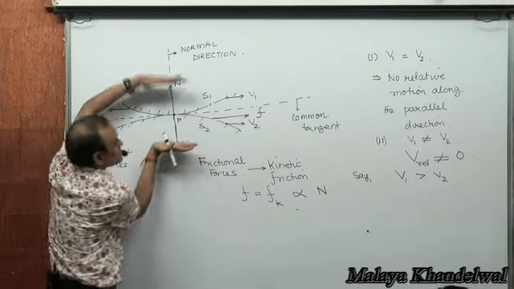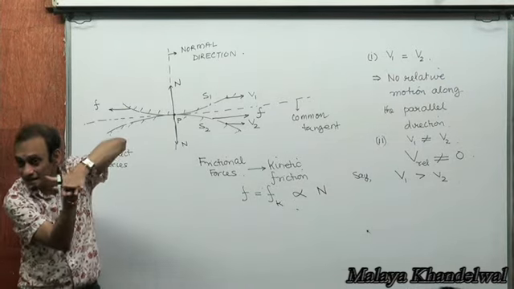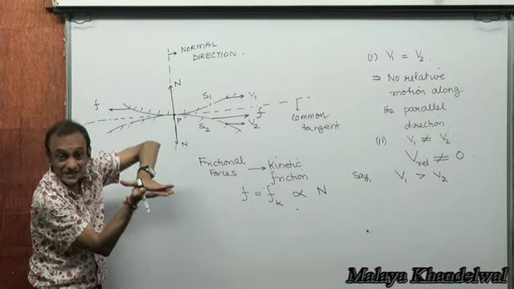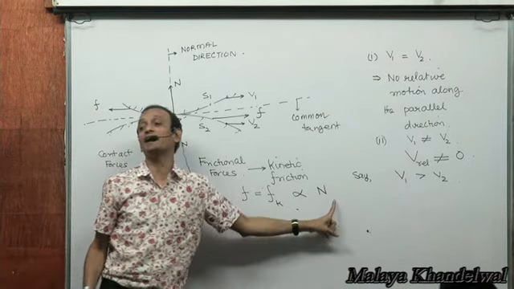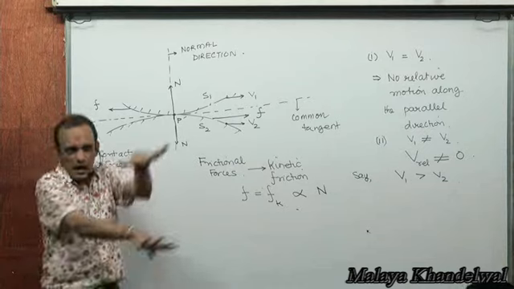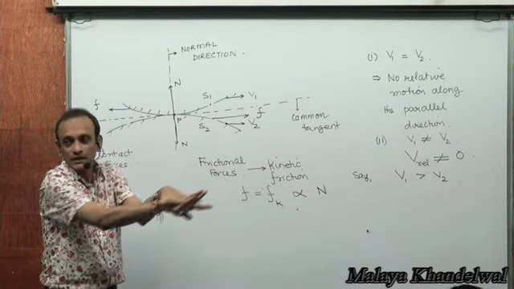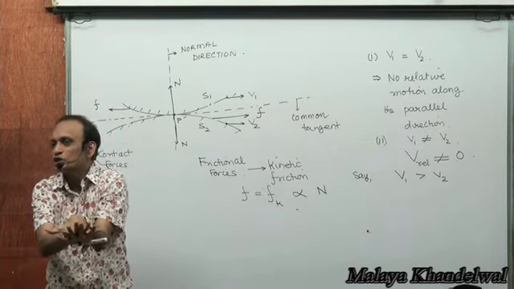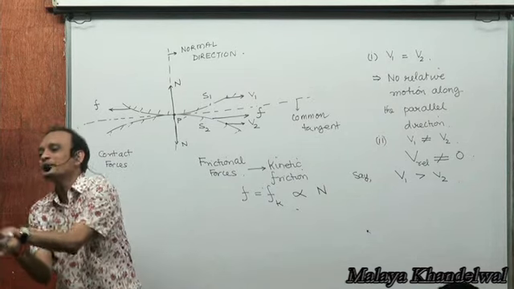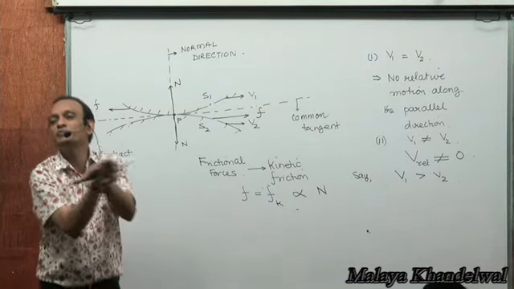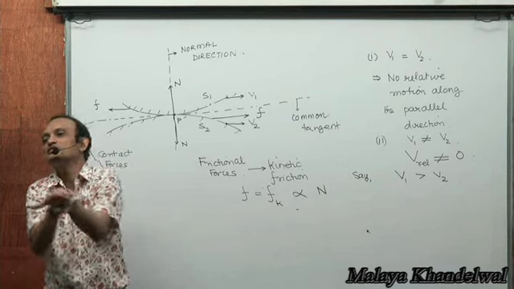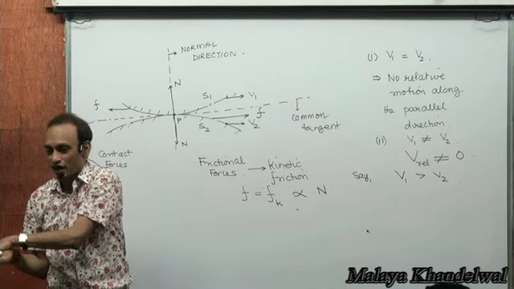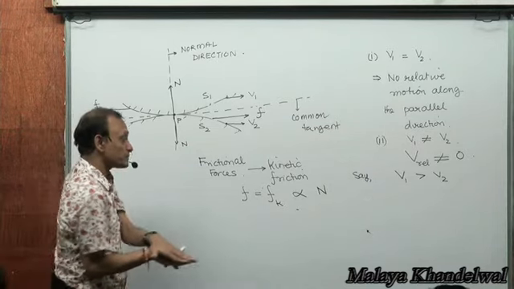The harder the two surfaces press against each other, the greater will be the value of Fk. The more they press against each other, the greater is their bonding, the greater is their desire to maintain harmony. Therefore, greater would be the frictional force that results in attempting to produce harmony. Right? That is what happens.